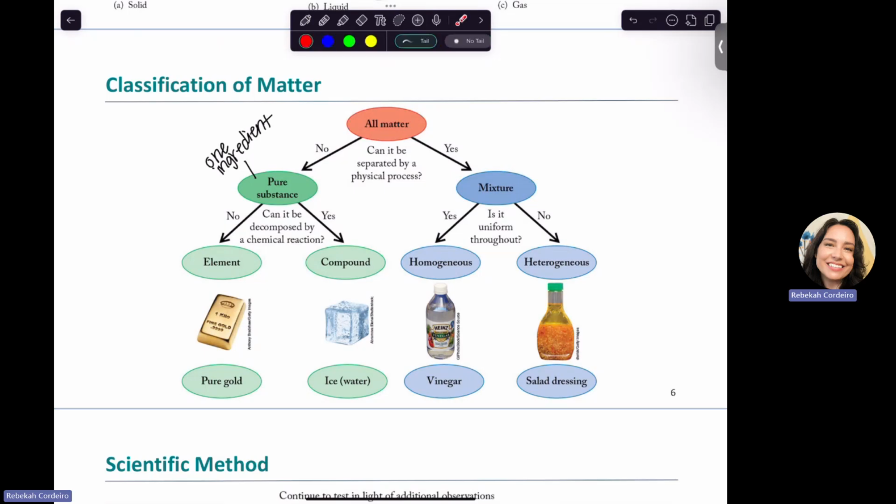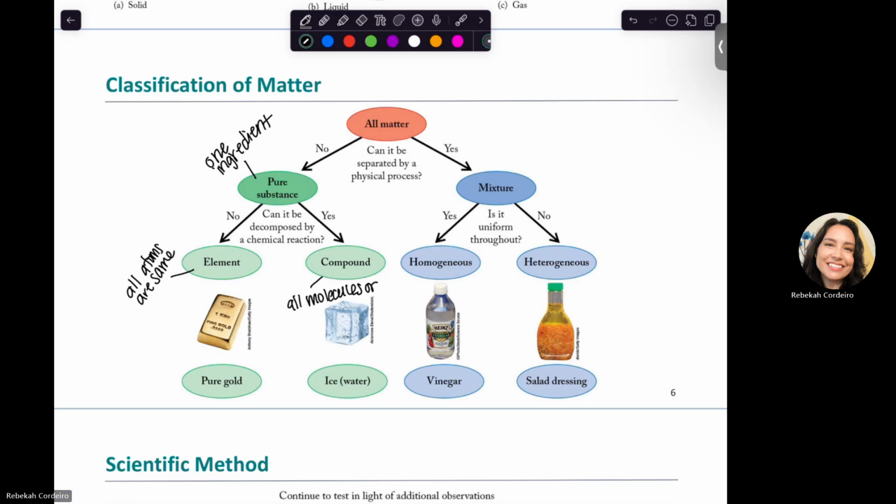And then if it has one ingredient, we have two options. Can it be decomposed by a chemical reaction? So is it two or more different elements? Then it would be a compound. We could break it down into, for example, water. We could break it down into hydrogen and oxygen with a chemical reaction. We can't do that with just melting it, right? But we can do that with a chemical reaction. So an element is where all atoms are the same. A compound is all molecules.